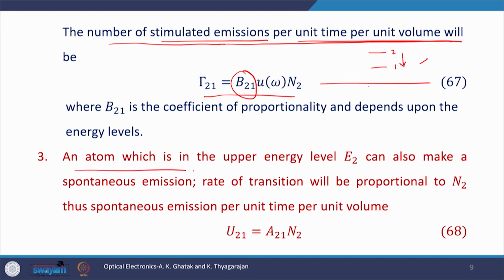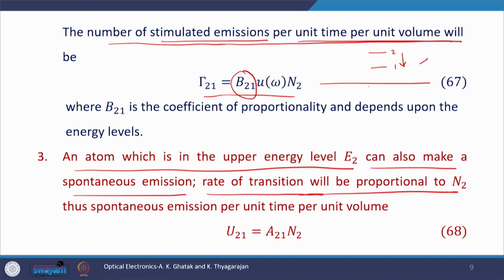An atom which is in the upper energy level E2 can also make a spontaneous emission. The rate of transition here in spontaneous emission will be proportional to N2, and thus the spontaneous emission per unit time per unit volume would be given by equation number 68, which says that the number of spontaneous emissions per unit time per unit volume would be proportional to N2.